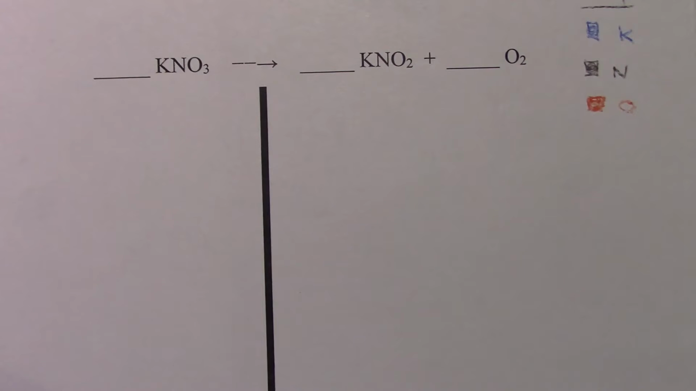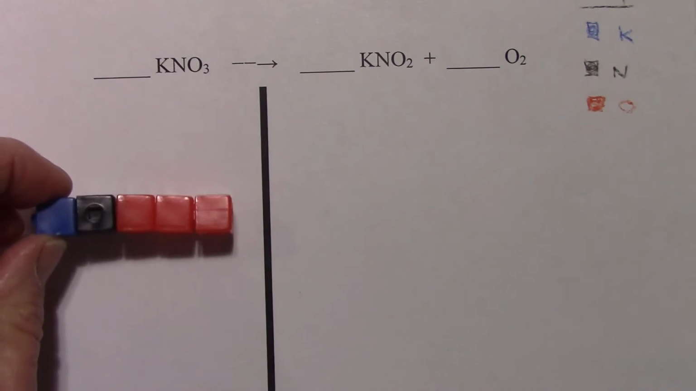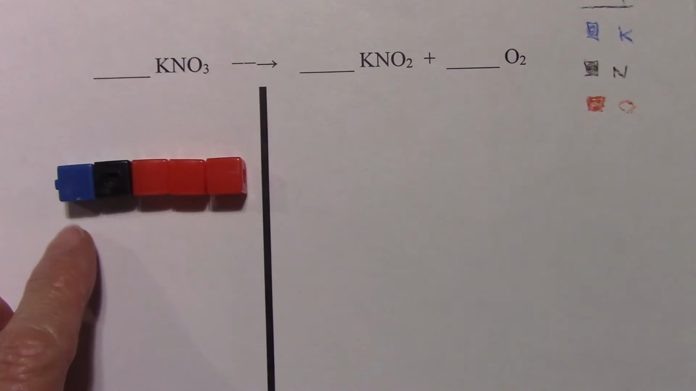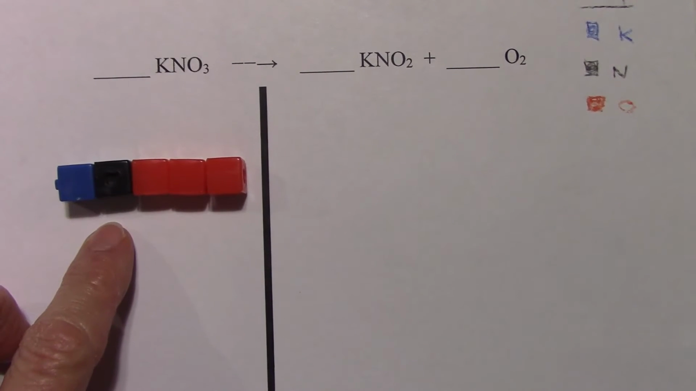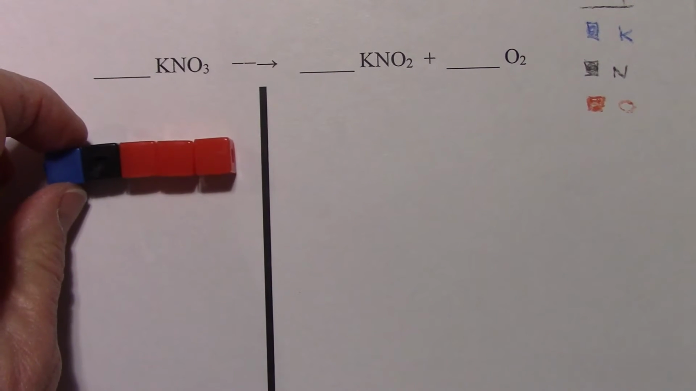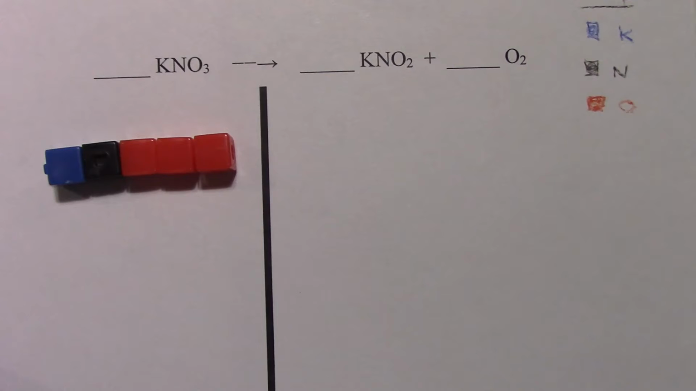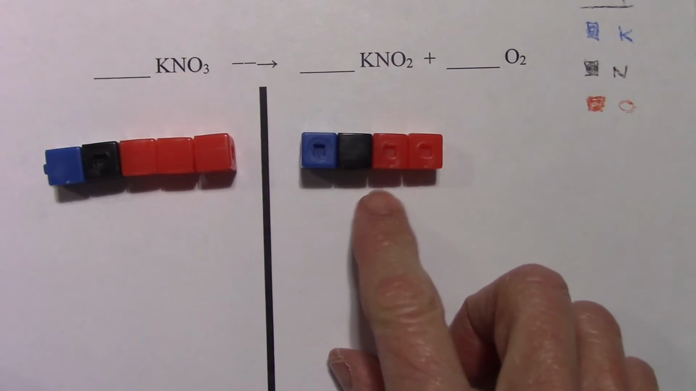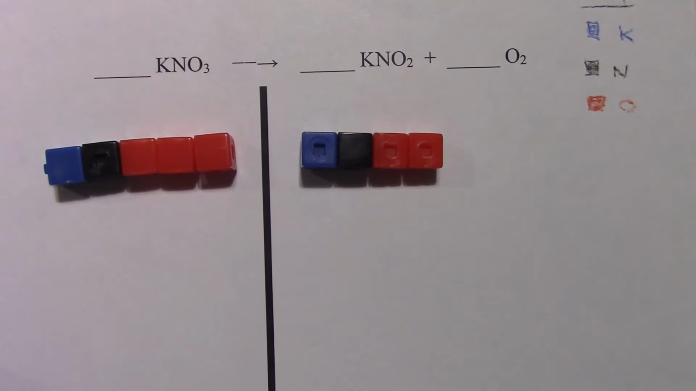So on the left-hand side, I'm just going to have 1 atom of potassium, 1 atom of nitrogen, and 3 atoms of oxygen, and they're all connected. So here's my molecule. On the right-hand side, I'm going to get as a product 1 atom of potassium, 1 atom of nitrogen, and 2 atoms of oxygen stuck together, plus some oxygen molecules.